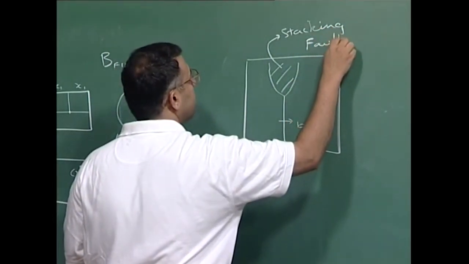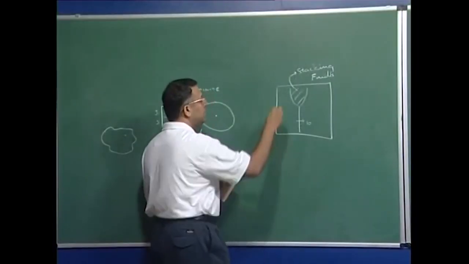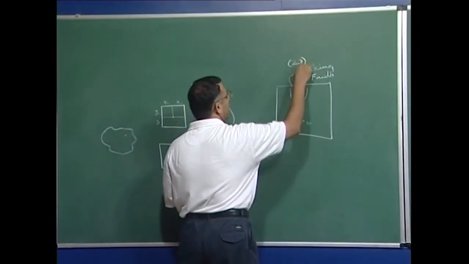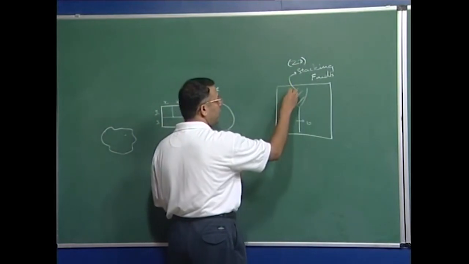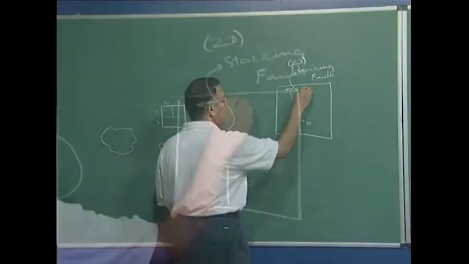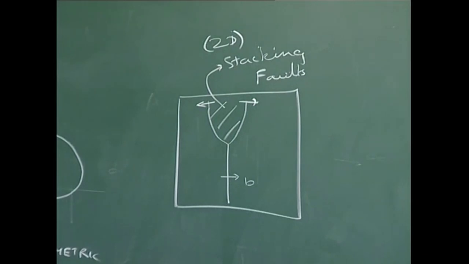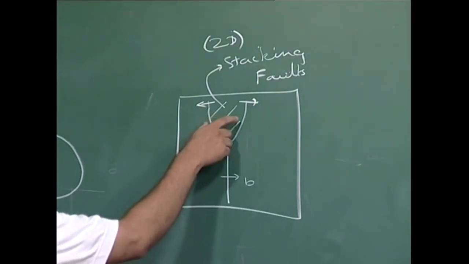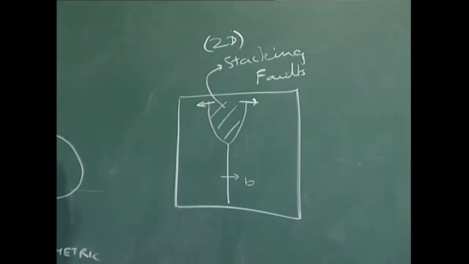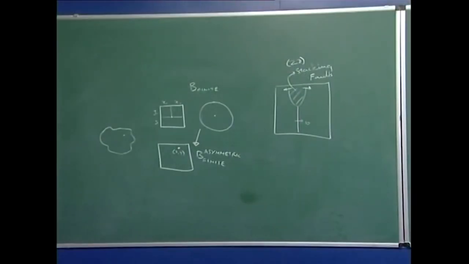But for now, just remember this is a two dimensional defect which costs energy. Therefore, even though these two partials repel each other and tend to stay as far apart as possible, if they go far apart it costs more energy to the system, so there will be an equilibrium separation between the partials.